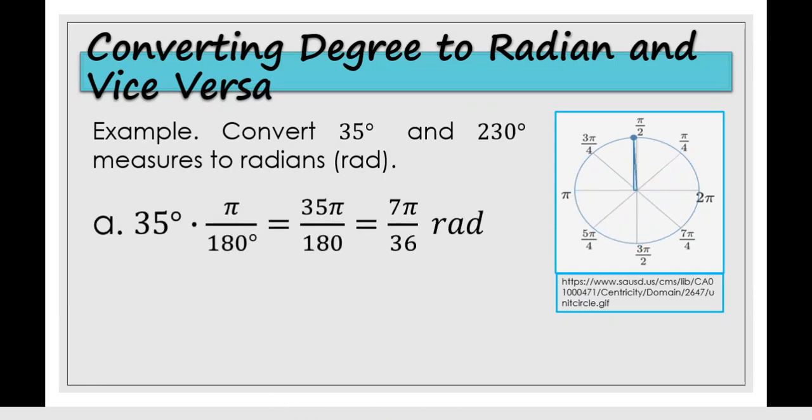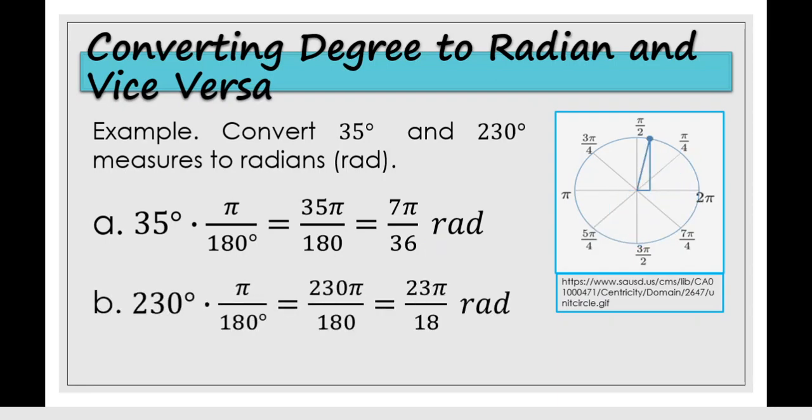So, first, 35 degrees, multiply it by pi over 180 degrees. We can have, cancel na yung degree na symbol. So, 35 times pi, 35 pi, and then over 180 degrees. And then, dividing both numerator and denominator by 5, we can have 7 pi over 36 rad. So, wag po natin kakalimutan yung rad so that yung radian measure would be emphasized.